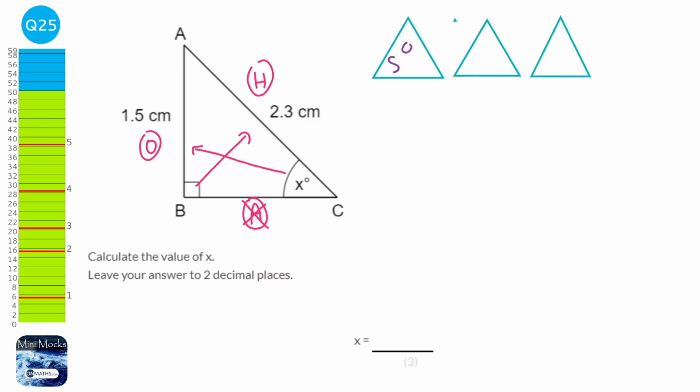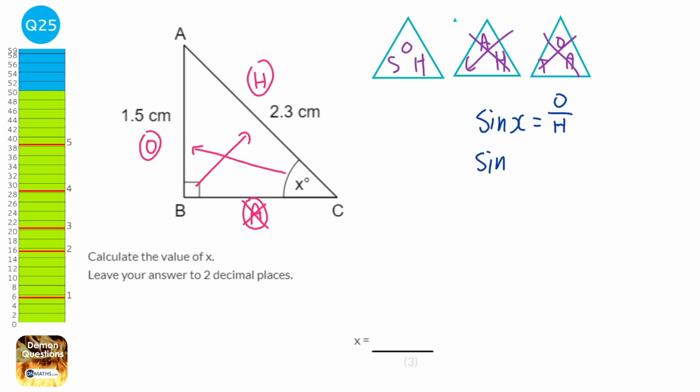And so SOH, CAH, TOA. Now, because we crossed out the H, we can cross out the triangles that have an H in. So we're left with SO, and SO is short for sine x equals O over H. And so writing that in, well, the angle is x, and the O is 1.5, and the H is 2.3.